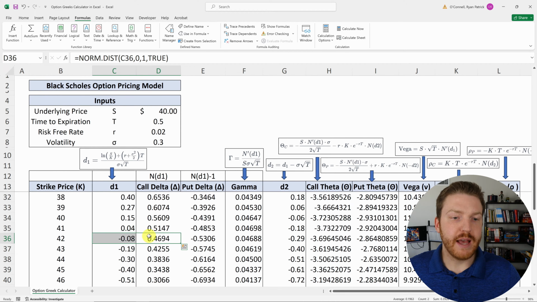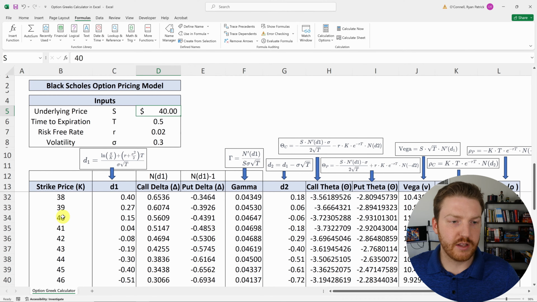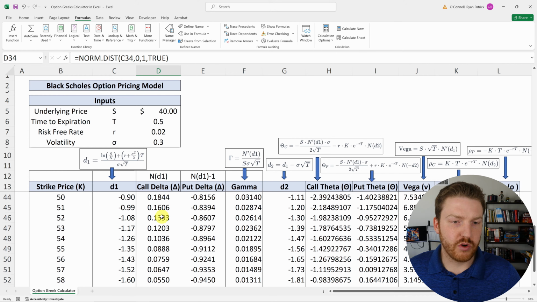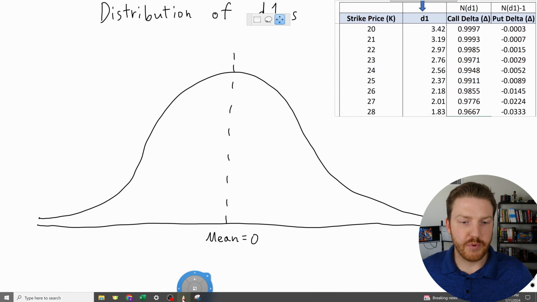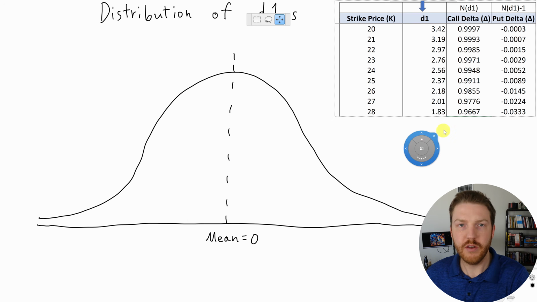And we expect that our D1 should be around 0 and our call delta should be around 50% when the strike price is close to the underlying price. Now, there's a few things that can impact this, but normally you would expect these values right here to be around 0 and 50%. And as we decrease, this call delta just keeps getting closer and closer to 0. So let's hop into the sketchbook to interpret this.